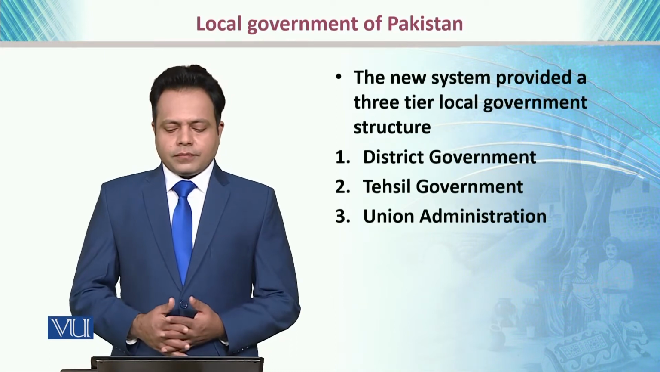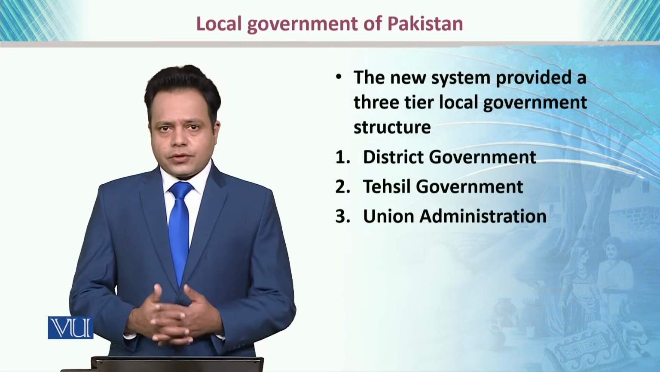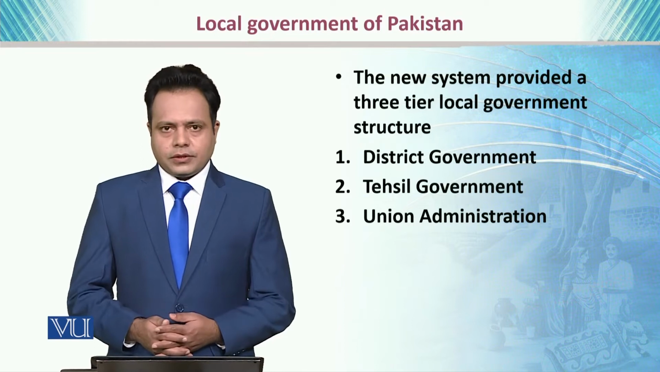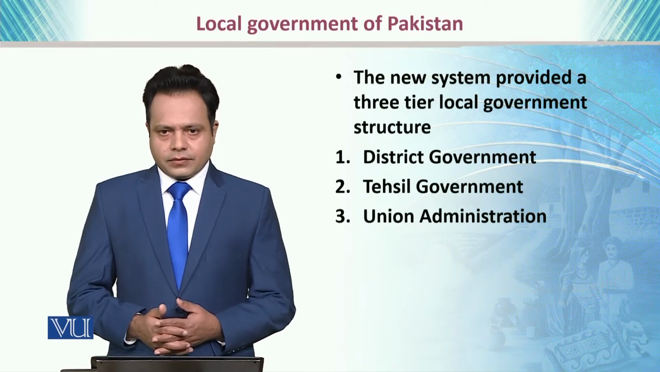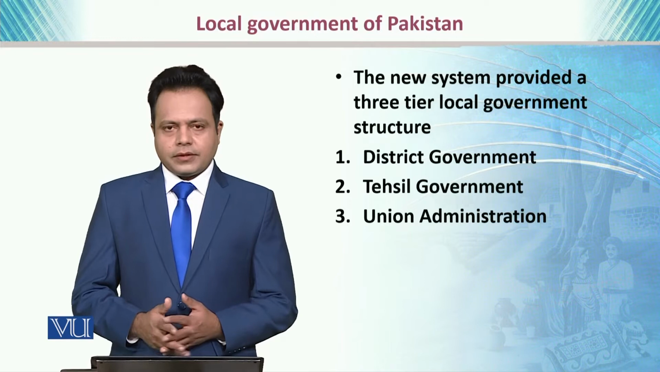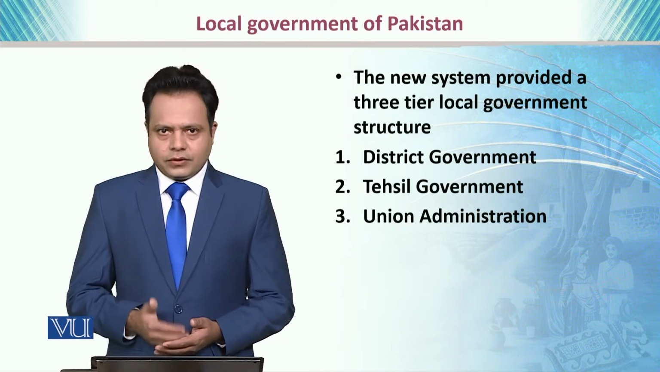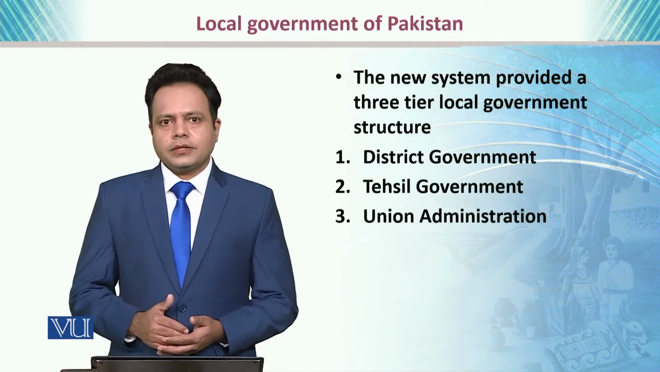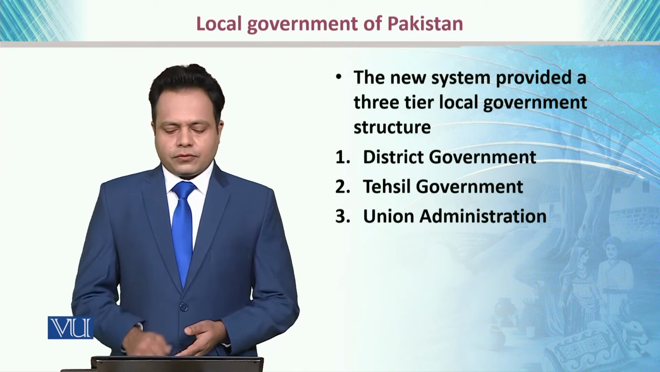The new system provided a three-tier local government structure. Number one is the district government, on the second tier is the Tehsil government, and on the third is the union administration.